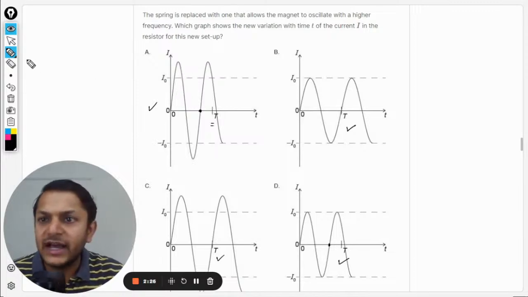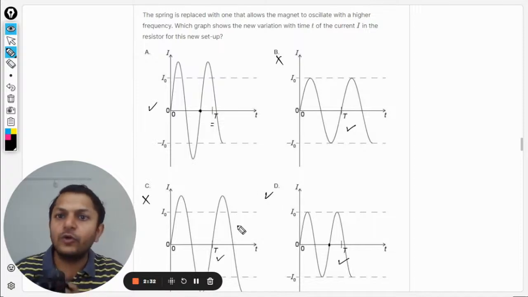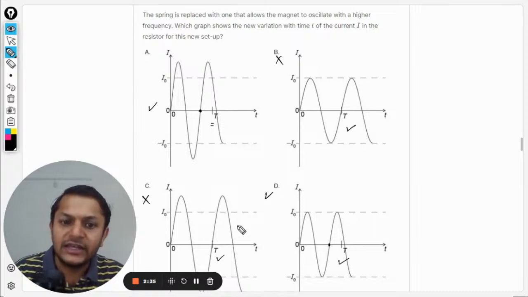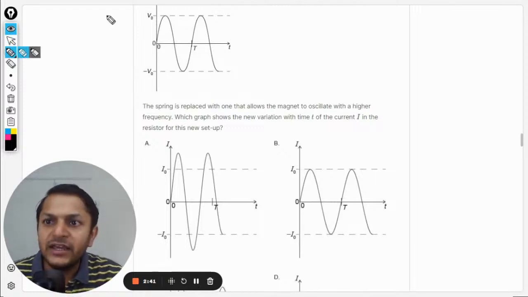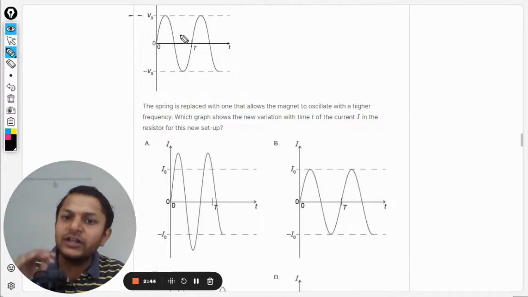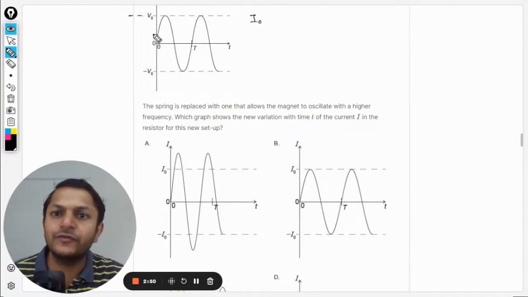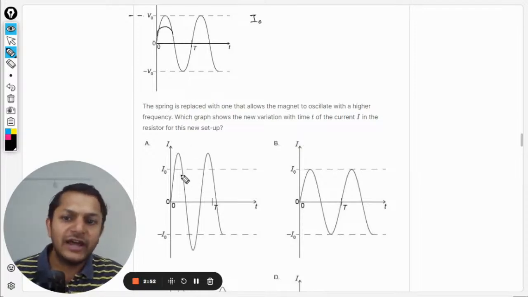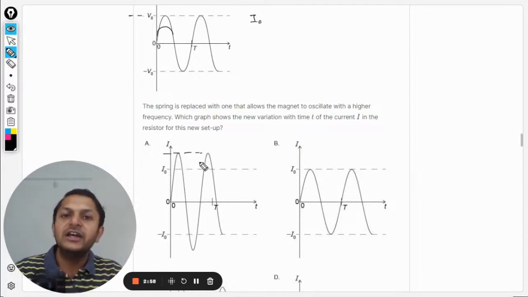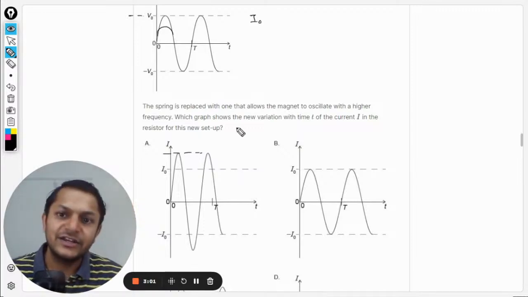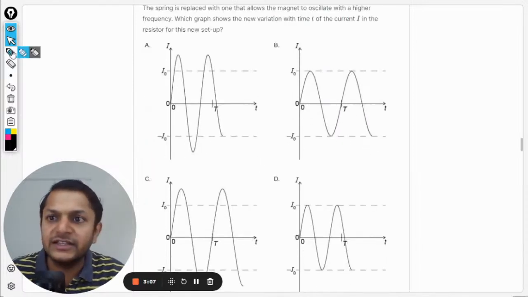But now try to understand. First of all, B is wrong and C is wrong. Now only the answer is between either A or D. But we have to see what this I naught value is. Here you see, this is the V naught value, so the corresponding value to this has been taken as I naught. Whatever I naught was earlier, in the new case, when the frequency is bigger, the amplitude of the current has increased. You see, the amplitude of current is increasing in this, and in option D, the amplitude of current is not increasing.